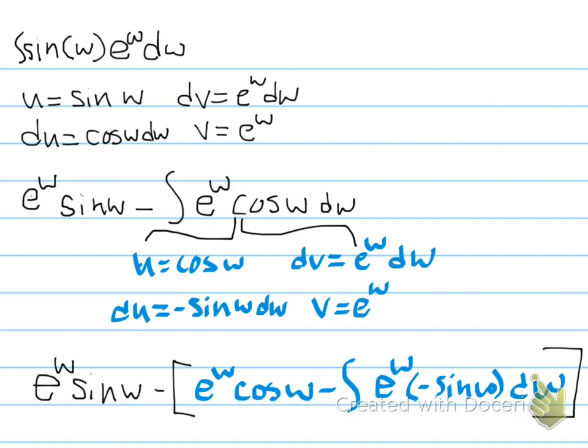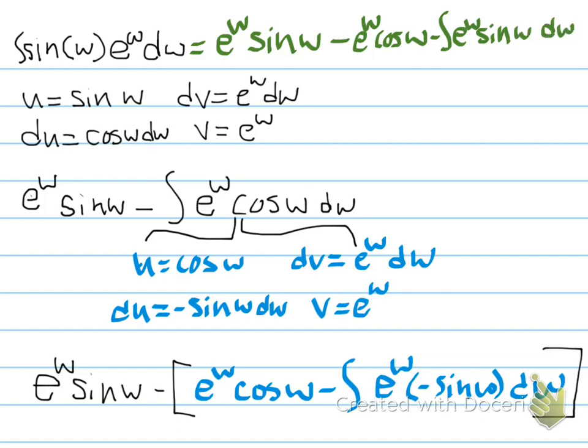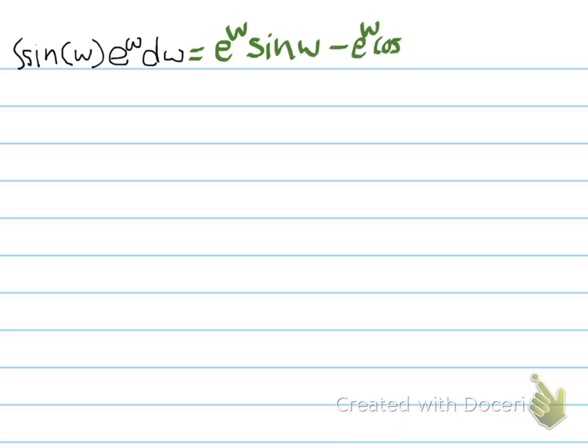Oh, let me just clean this up here. So our integral now becomes e to the dub sine dub minus e to the dub cos dub minus the integral e to the dub sine dub d dub. Now we see we have the same thing on both sides. So let's take that on over here. I'm just rewriting that to be clear that this is sine dub e to the dub d dub. That's going to be e to the dub sine dub minus e to the dub cos dub minus e to the dub sine dub d dub.